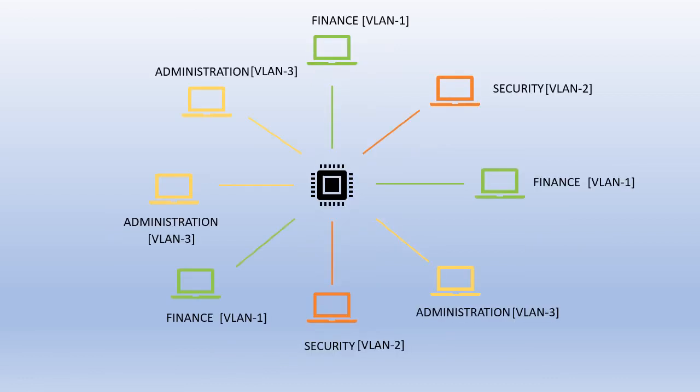So going back to the scenario described before, by configuring VLAN 1 to finance, VLAN 2 to security, and VLAN 3 to administration, we divide the local area network into three broadcast domains such that the messages sent by a host belonging to one domain will only be received by a host belonging to the same domain as the sender. VLANs can therefore be used in a local network for logical separation and more efficient management of network traffic.